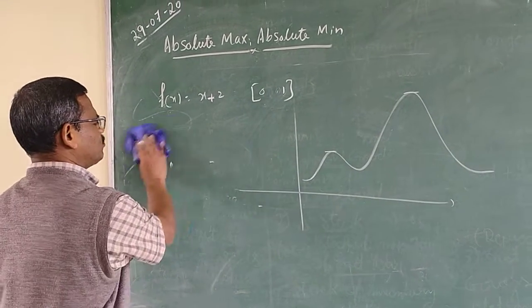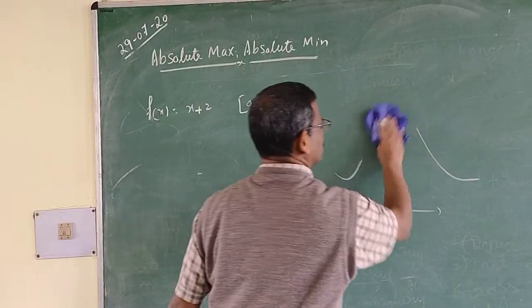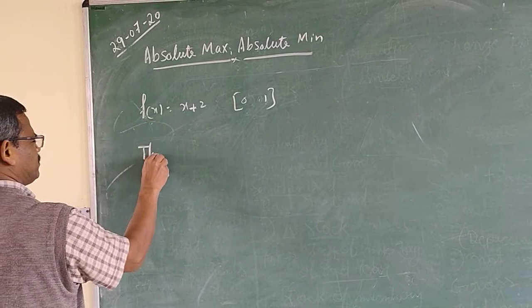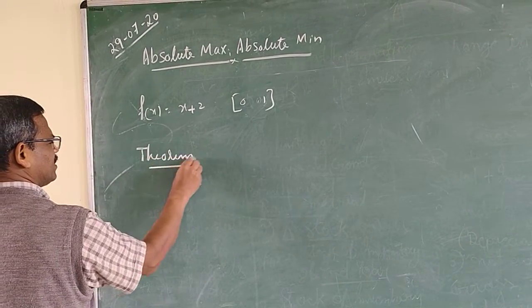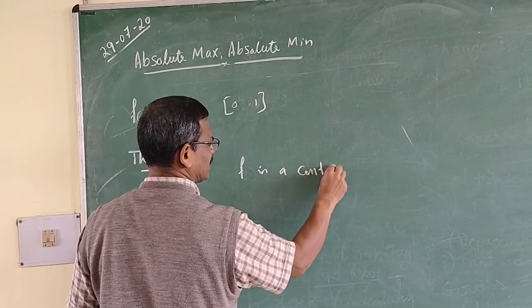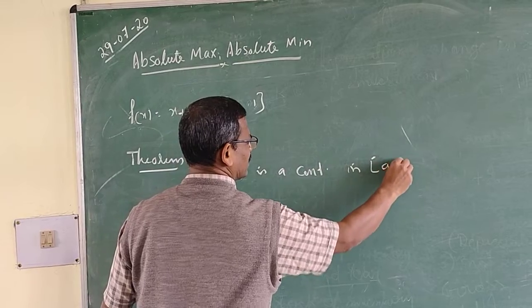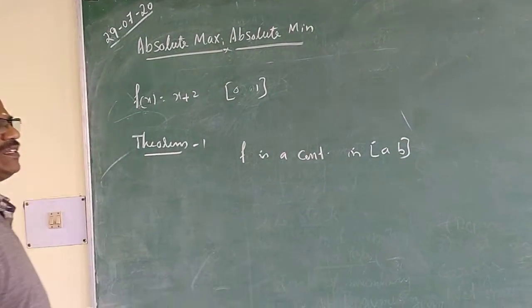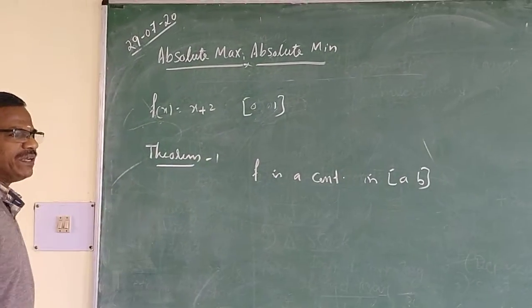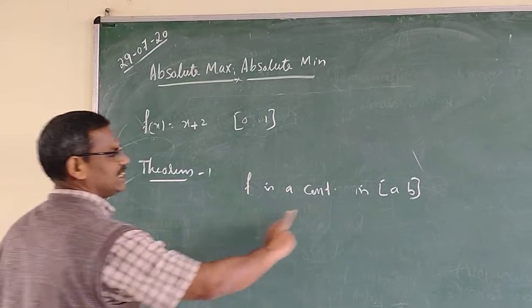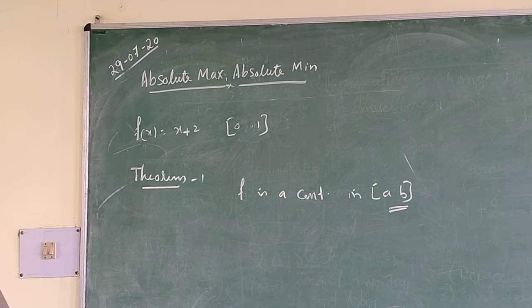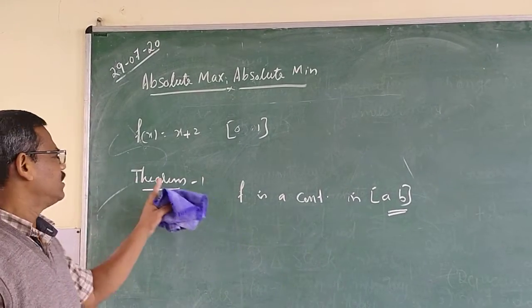For finding this, we take two theorems without proof. The statement of the theorem is like this. Suppose f is a continuous function in a closed interval. Then the maximum and minimum occur in this interval.